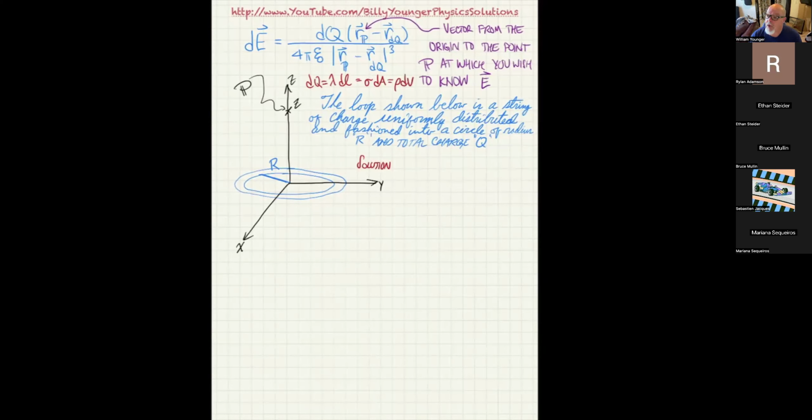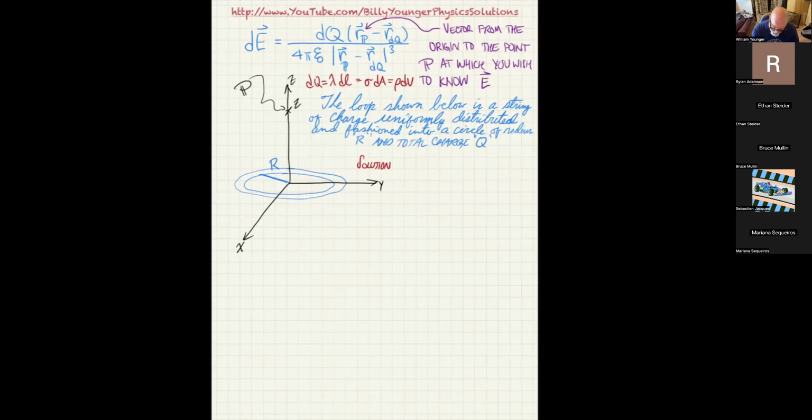And finally, if it's over a volume, it's rho dV, and the rho would be considered a constant if it's uniformly distributed. But by saying that, I'm wanting you to realize that the lambda could actually be a function of x, or the sigma could be a function of x and y, or r and theta, or something like that. And the rho could be a function of x, y, and z, all sorts of stuff. So that's just the nature of it. And that's what we're going to use over and over again.